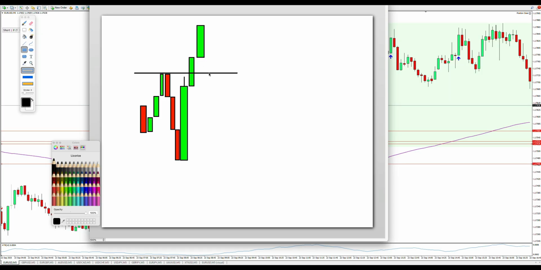I'm going to have to get rid of this line here, because that's confusing the whole thing.